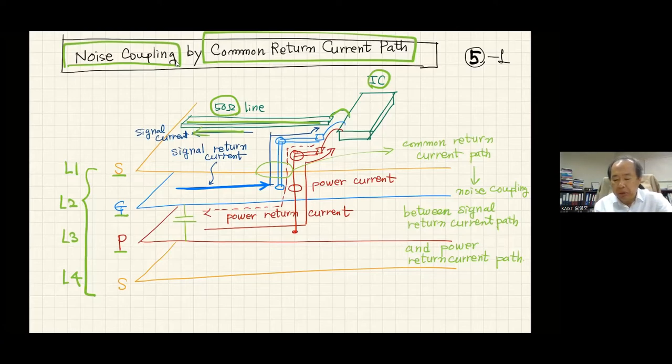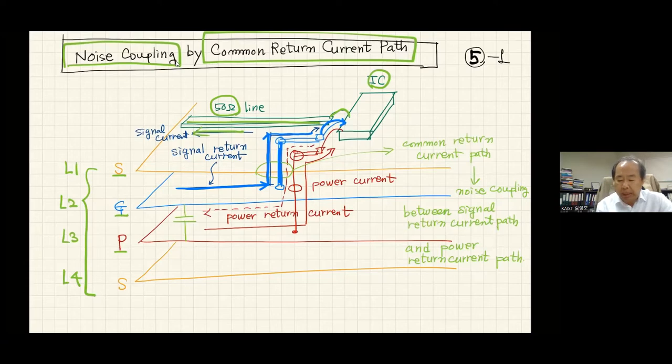And in order to make a connection to the IC, we have to design a via. This is the via. A return current has to go through the via. And on the signal layer one, there should be a short trace, and eventually it is connected to the chip. So the return current has to come back through this path.